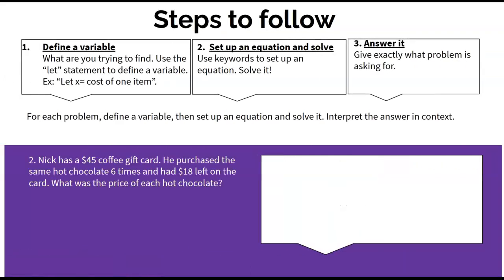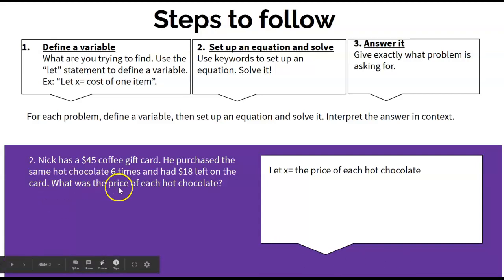Let's take a look at another example. Nick has a $45 coffee gift card. He purchased the same hot chocolate 6 times and had $18 left on the card. What was the price of each hot chocolate? So let's take a look at the question again. Question says, what was the price of each hot chocolate? So then to define a variable, I'm going to say let x equals the price of each hot chocolate.